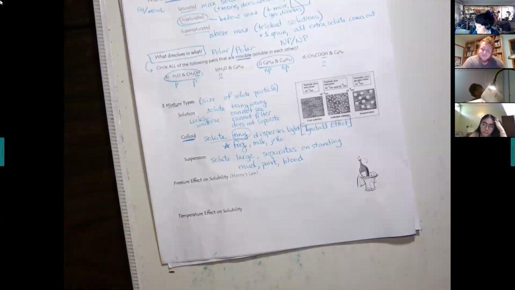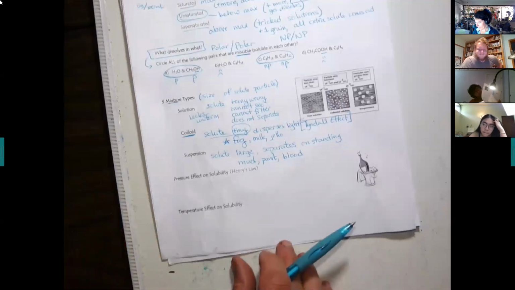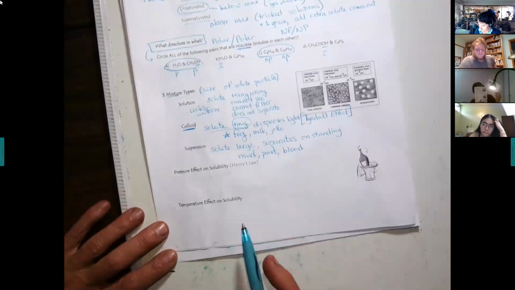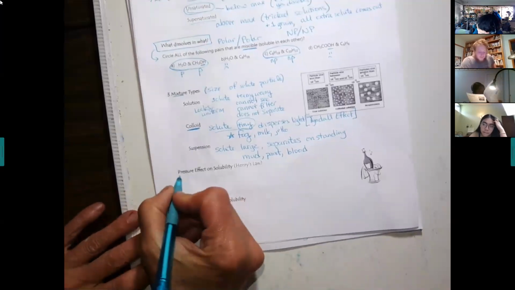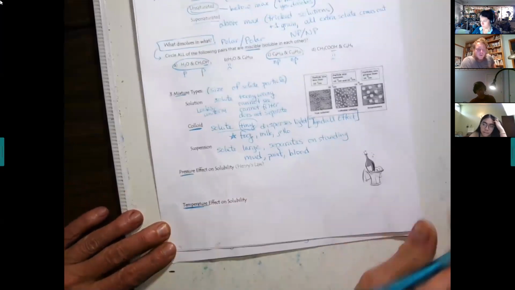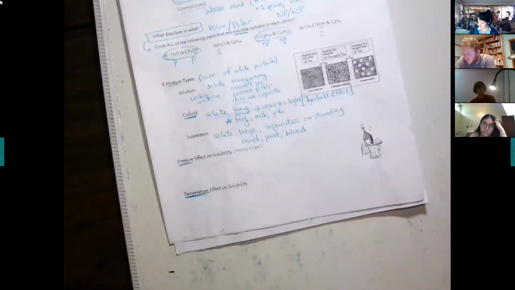All right. So we're good? I think in the homework there are some questions that we'll ask about these. All right. So we're going to look at the pressure and temperature effect. And then the last 2 pages, there is some other new stuff on those pages too.